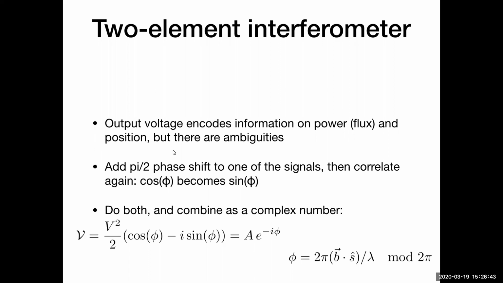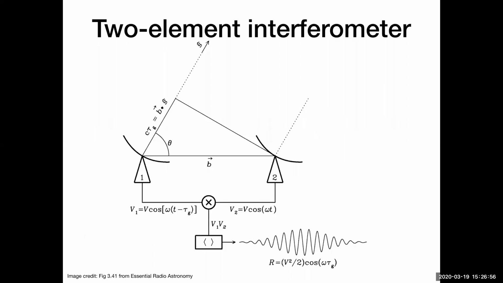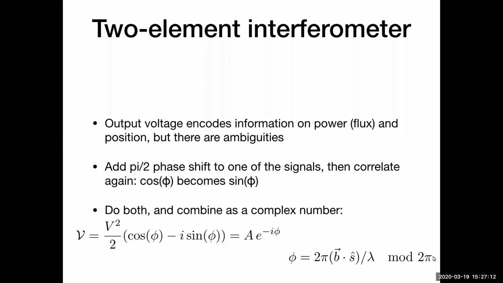But we get ambiguities, because this phase comes from the b dot s term modulo 2 pi, because it's a phase. If we go back to this picture here, there's some path difference, but it could be that path difference plus a full wavelength, or plus 2 full wavelengths, or 3 full wavelengths, n wavelengths. And you can't actually tell how many wavelengths difference this is. So you're basically losing a factor of 2 pi in phase.